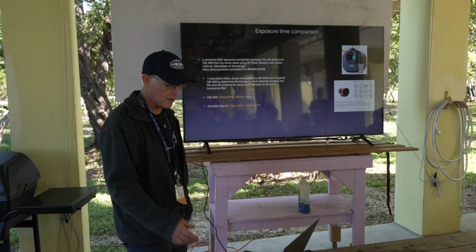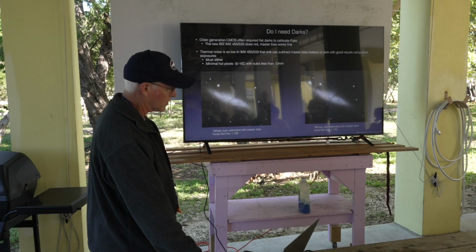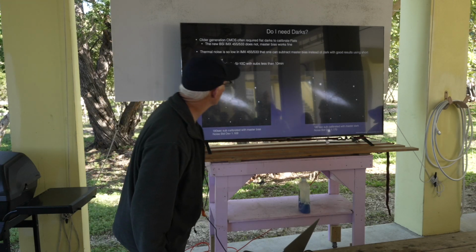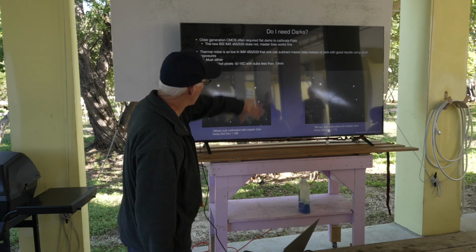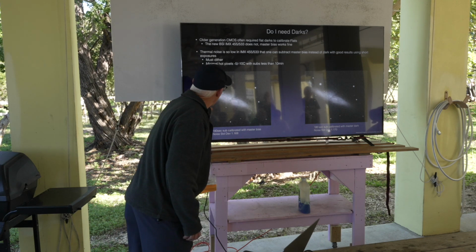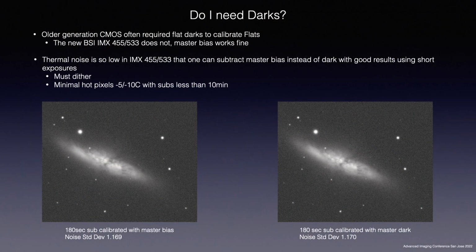So what about darks? It's a very high contrast screen and doesn't look anything like this on mine, but it's actually pretty smooth. Here's two examples of two images. One was calibrated with just a master bias. One was calibrated with a master dark. There is absolutely no difference in the noise at all, which was pretty interesting when I did the test.